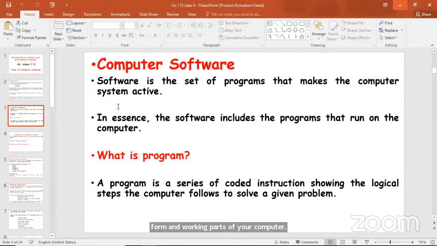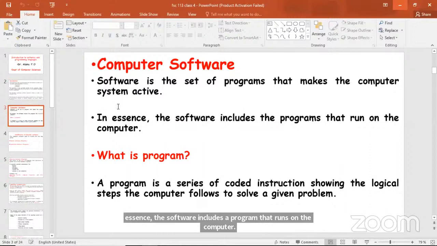So the computer software is a set of programs that makes the computer system active. You can have a host of hardware, but this hardware may not be able to boot, may not be able to print, may not be able to communicate with one another until software is included. So software is a set of programs that makes the computer system active. In essence, the software includes a program that runs on the computer.